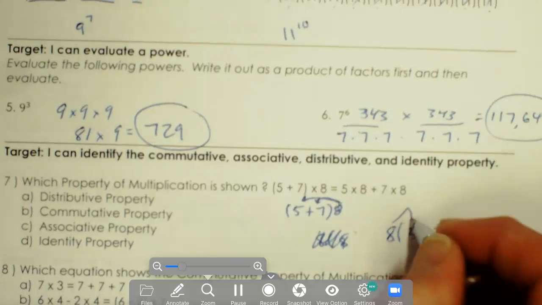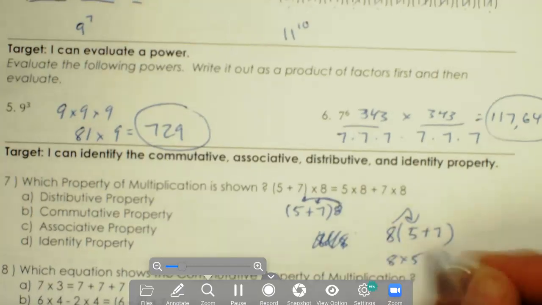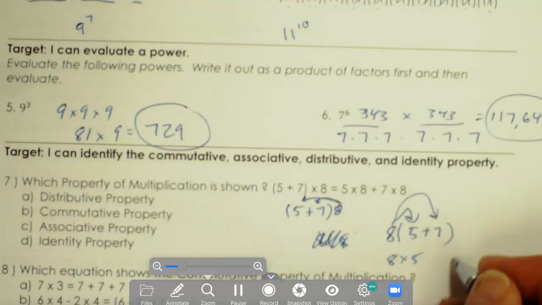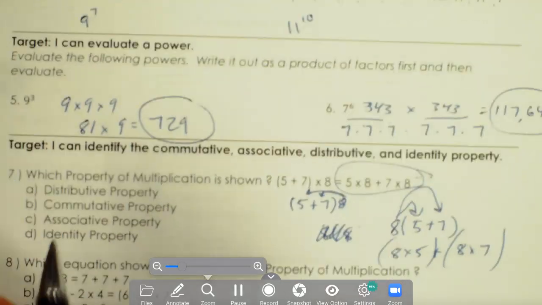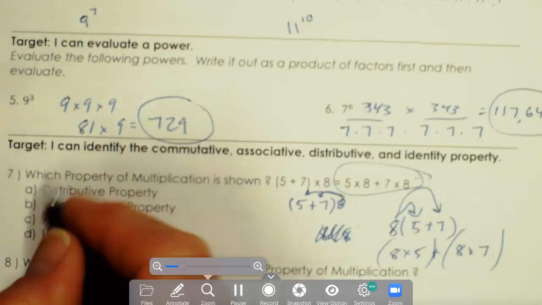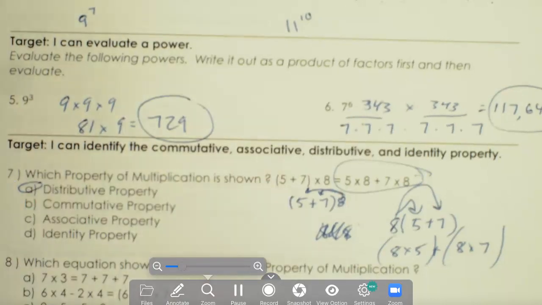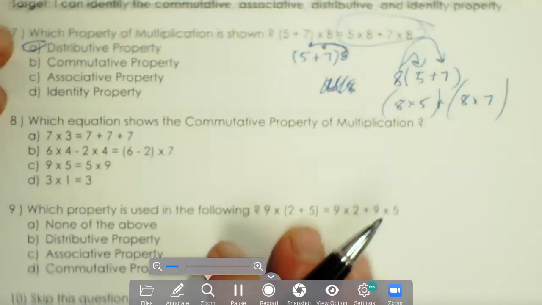And then you can see the 8 times 5. You can see the 8 times 7. And you're adding them. Mrs. Carleton just has it written a little bit differently, but it's the distributive property. And distributive property is just this huge property that allows you to do that. It's a very important property.